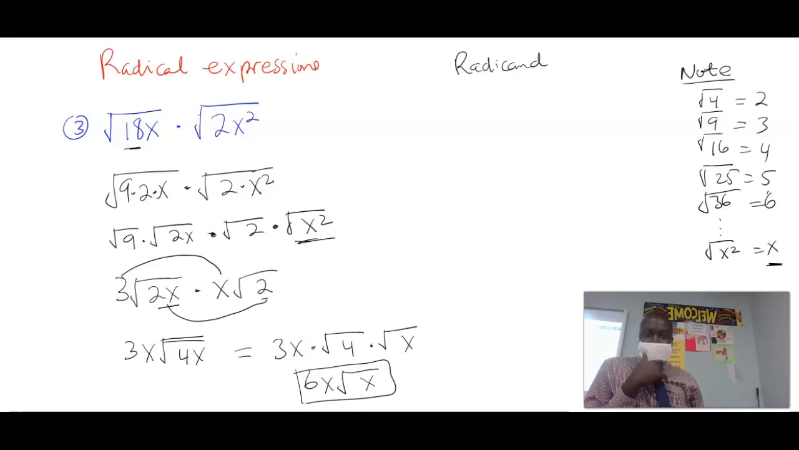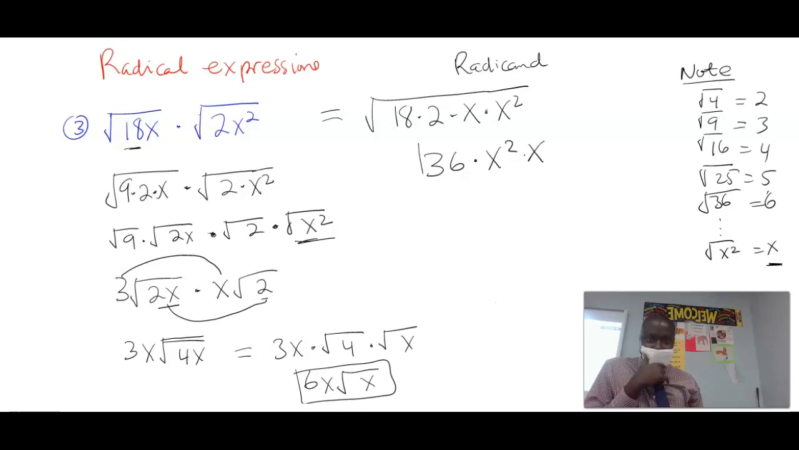Okay, so another way, we could multiply. So let's multiply. We can bring them together as 18 times 2 times x squared. Okay, we bring all of them together. And 18 times 2 will give us what? 36. And then x squared times x. I try to bring the x squared closer here. It doesn't matter though. Now let's split it.